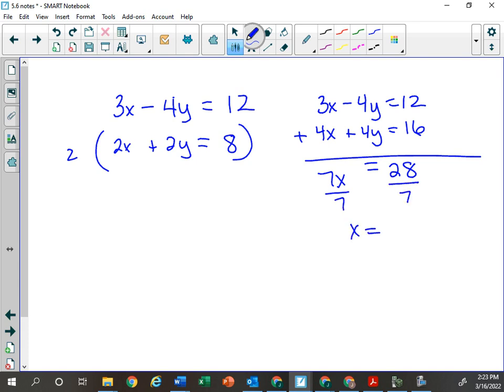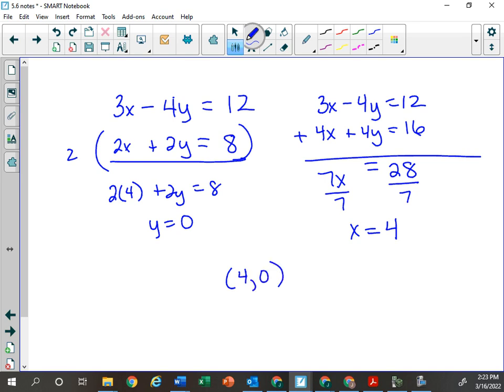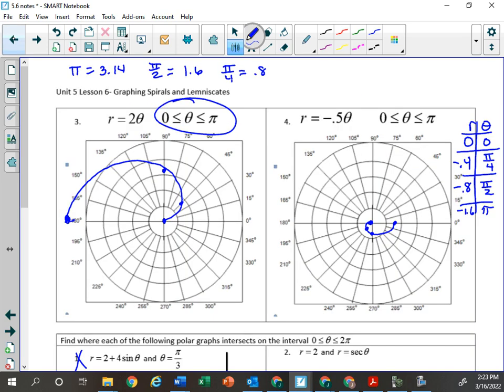What's x equal? Oh, okay, I get it. And then what do I do with that 4? Plug it in anywhere. So this one looks the easiest to me. So I'm going to do 2 times 4 plus 2y equals 8. What do I get? 0. So your answer is the point 4, 0. Okay. Yes, guys, file that away. You need that for us in the lesson today.